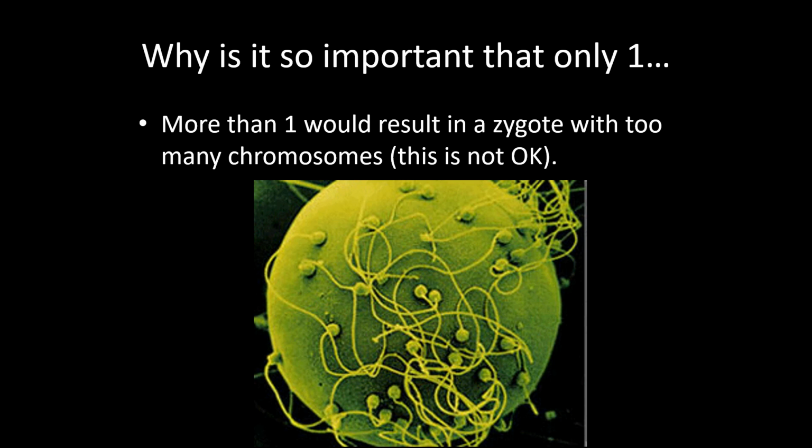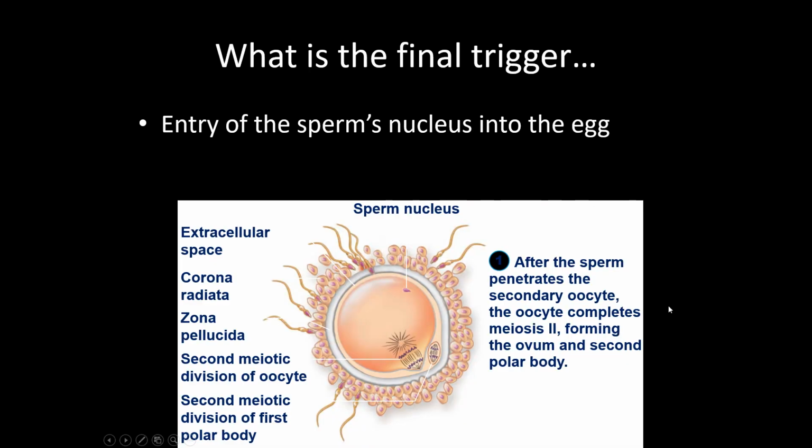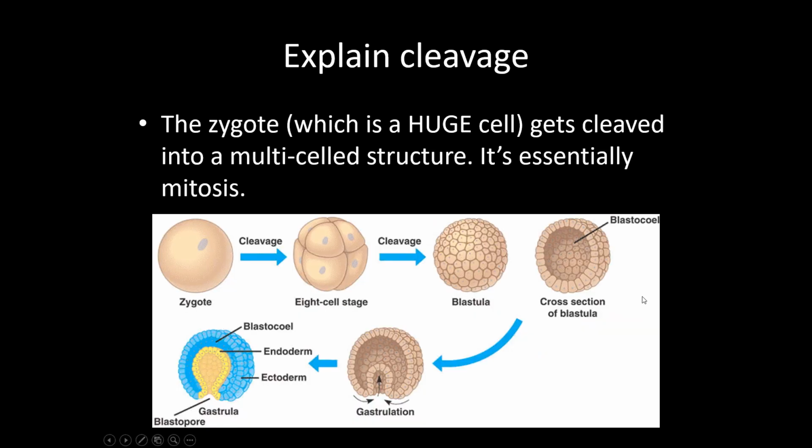But we don't want that to happen, because a baby with an abnormal number of chromosomes is usually not going to form, and it will just get lost with the menstrual flow. If it does start to form, it usually ends up resulting in a miscarriage fairly early on. Babies just cannot survive with a whole extra set of chromosomes, and so only one sperm is supposed to enter an egg. What is the final trigger for the egg to complete meiosis? It's entry of the sperm.